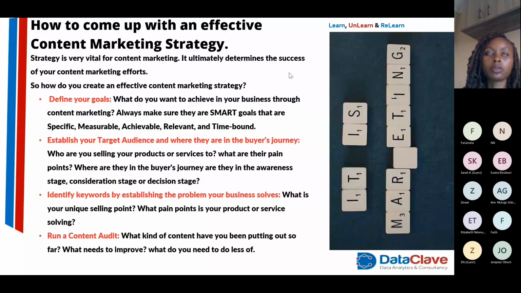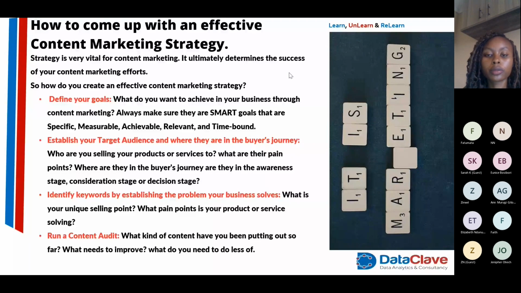Then they must be measurable. For them to be measurable, you must have timing, and also you must have figures, like from maybe 100 followers to 150 followers. So they must be measurable, achievable.